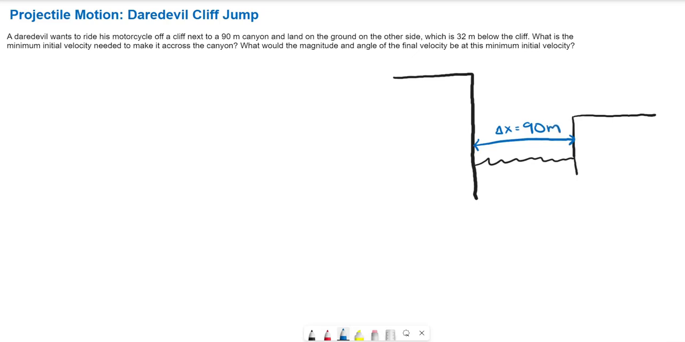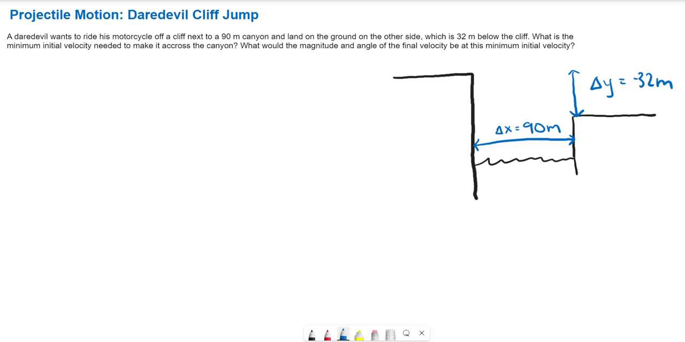And then we're also told that the other side of the canyon is 32 meters below the cliff that he's jumping off on. So this distance here, or change in our y direction, delta y, is actually going to be negative 32 meters since he's going downward. So we know our change in position in the x and y coordinates, and we need to know the minimum initial velocity.